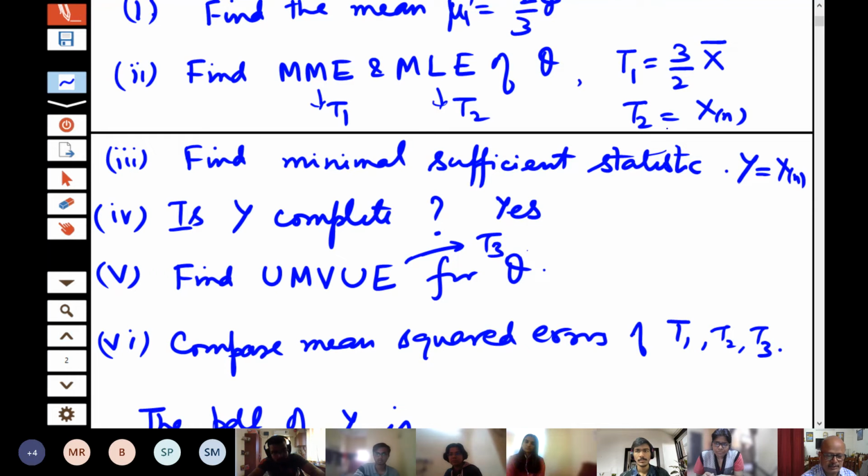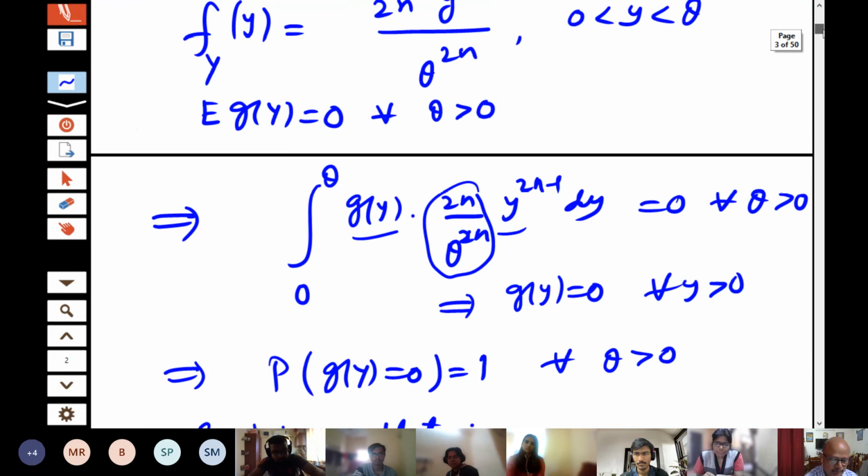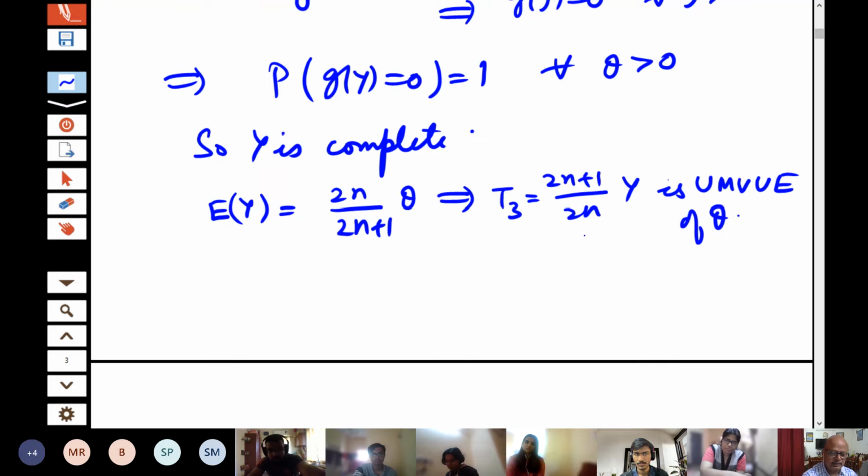We have the maximum likelihood estimator, which we are calling T2, that is Xn. And we have the uniformly minimum variance unbiased estimator, which I am calling T3, that is (2n plus 1) by 2n times Xn. Y is actually Xn. So that is the UMVUE.